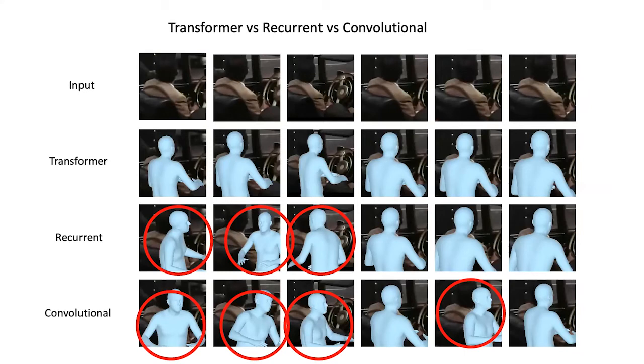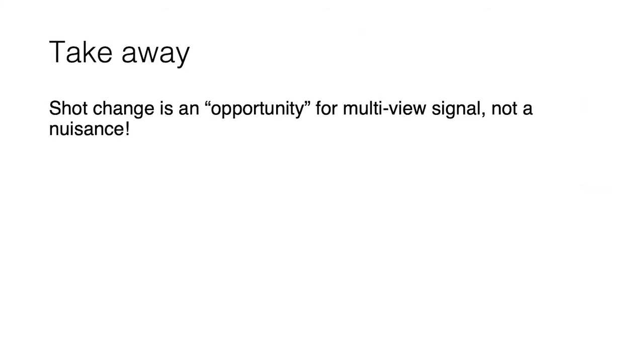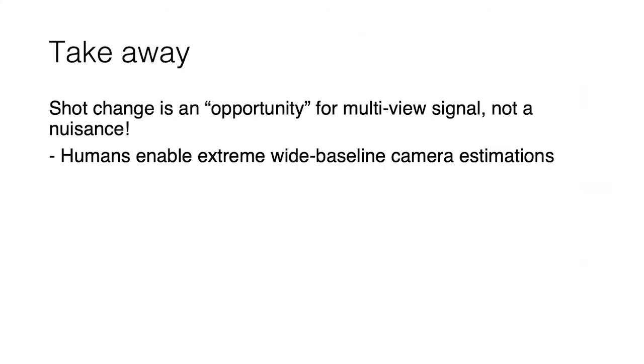Okay, so the takeaway is that movies are a really rich data source, and it would be great to do 3D human analysis on them. But the real biggest bottleneck was that these shot changes or close-up shots are where our current methods really struggle. But the shot change is an opportunity for multi-view, actually. It's not a nuisance factor. And so this is really the key idea, and that enables us to perceive humans in movies.